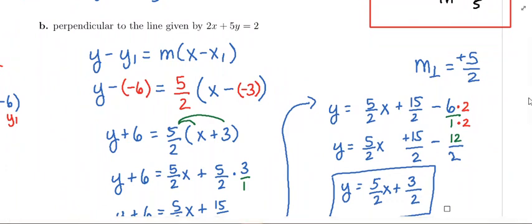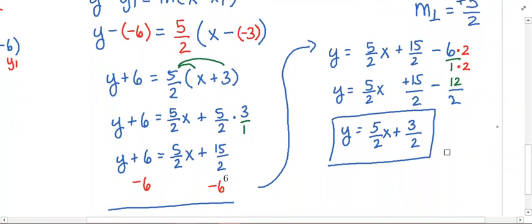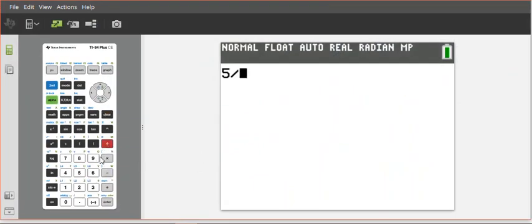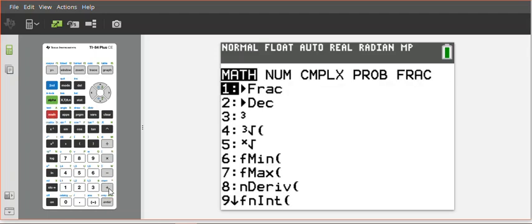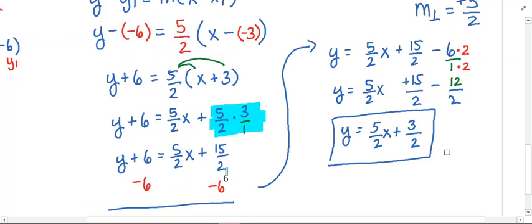All right, before I go on to the next problem, let me show you how you could have done some of this calculation on the calculator. So I'm going to look right here where I had to first do 5 halves times 3, and we got 15 halves. So you could just go to your calculator, enter in 5 halves times 3. It's going to give you a decimal, but again, go to math. See where my cursor is? Math, option 1 to convert to fractions. So either hit 1 or hit enter, and you will get 15 halves. Okay, and that's what we got by hand.